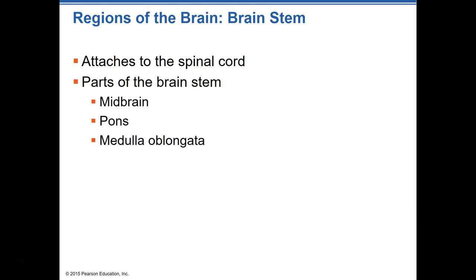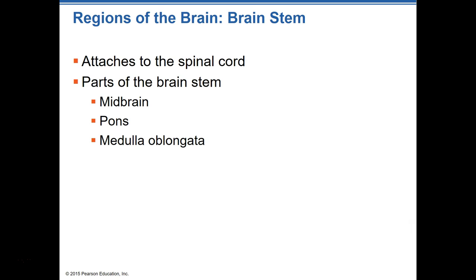The brainstem attaches to the spinal cord. It's that intermediary between the brain and the spinal cord. The parts of it are the midbrain, the pons, and the medulla. Right in here, I believe, is where that crossover takes place in the brain to the body. I believe that's taking place here.